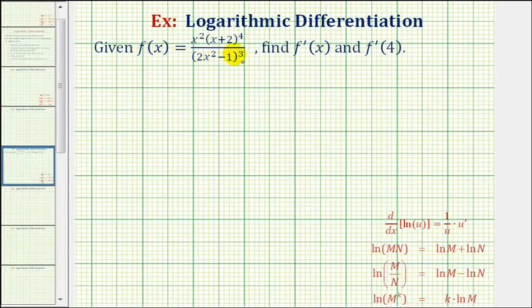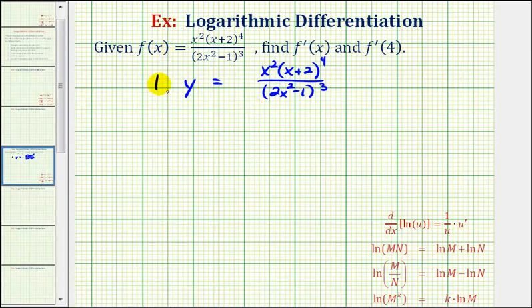Given f of x equals this rational function, we want to find f prime of x, the derivative function, and f prime of 4 using logarithmic differentiation. So for the first step, we're going to substitute y for f of x and rewrite the function as y equals the rational function.